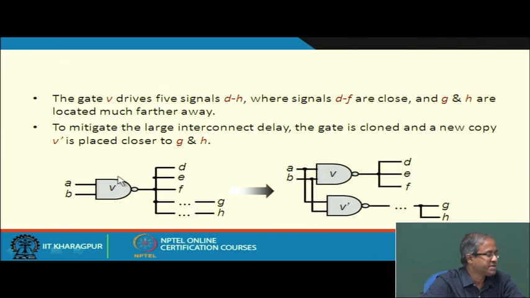Let us say there was a gate V which was driving 5 signals D, E, F, G, H. Well, let us say D, E, F are close together, close to V, but G and H are a little farther away. So, what we are saying is that you clone a gate, and this new copy V dash you place closer to G H. You do not keep it adjacent to V, keep it a little farther. Maybe these wires will become longer, but this delay will become much less.